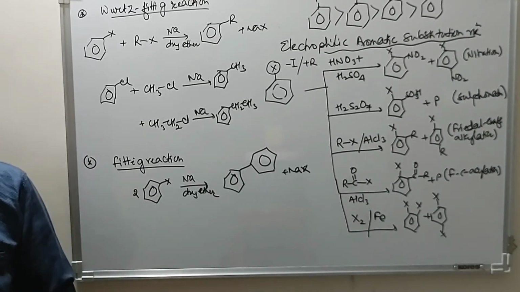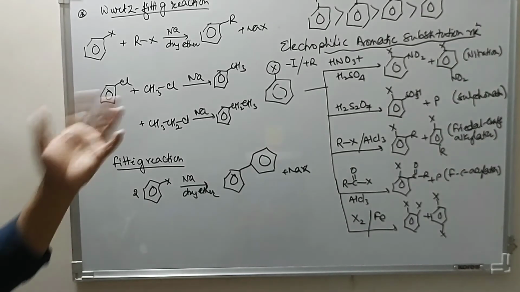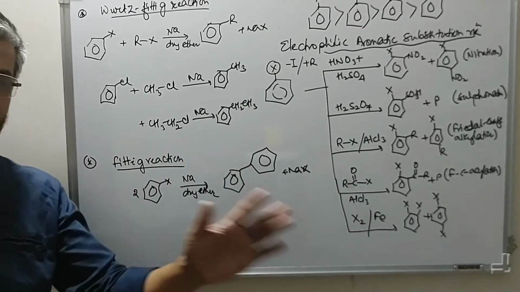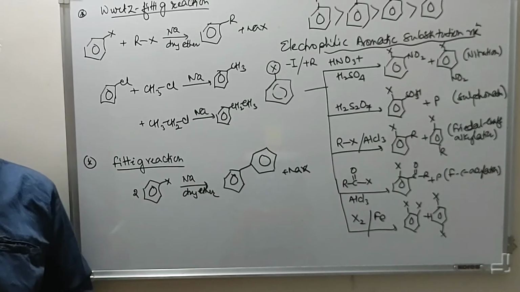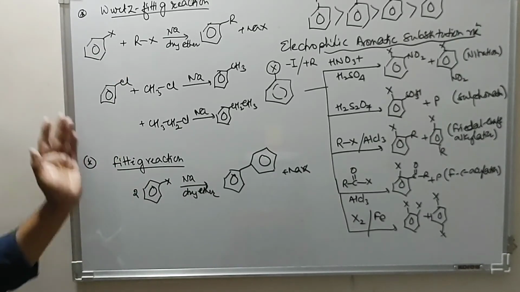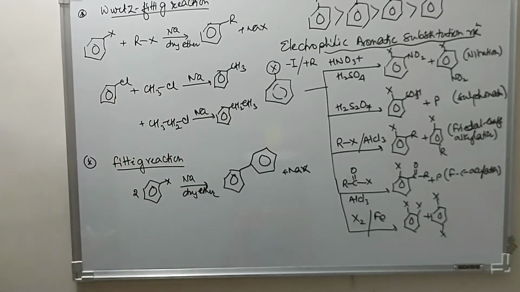The reagent used for the reaction is sodium in presence of dry ether. The only difference being the reactants. In case of Fittig reaction, we use 2 moles of aryl halide. In case of Wood's reaction, we use 2 moles of alkyl halide. In case of Wood-Fittig reaction, we use a mixture of alkyl and aryl halide. So we can say these are known as named reactions on the reaction with metals.